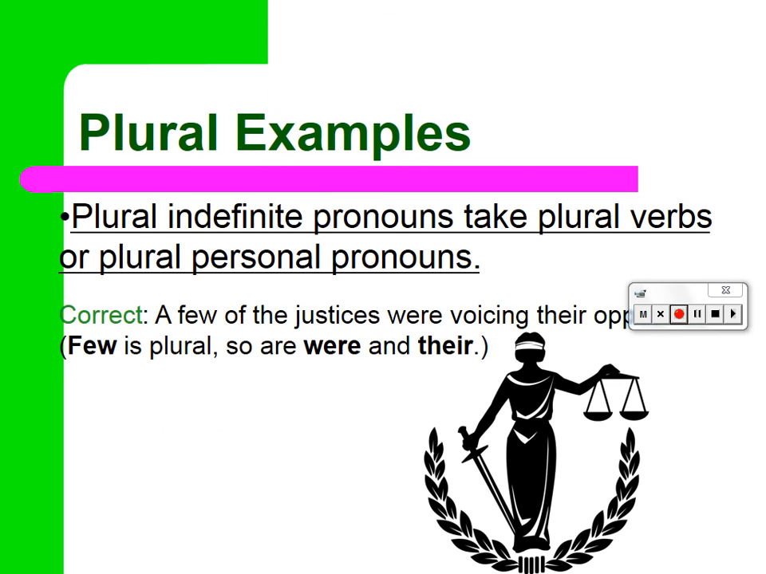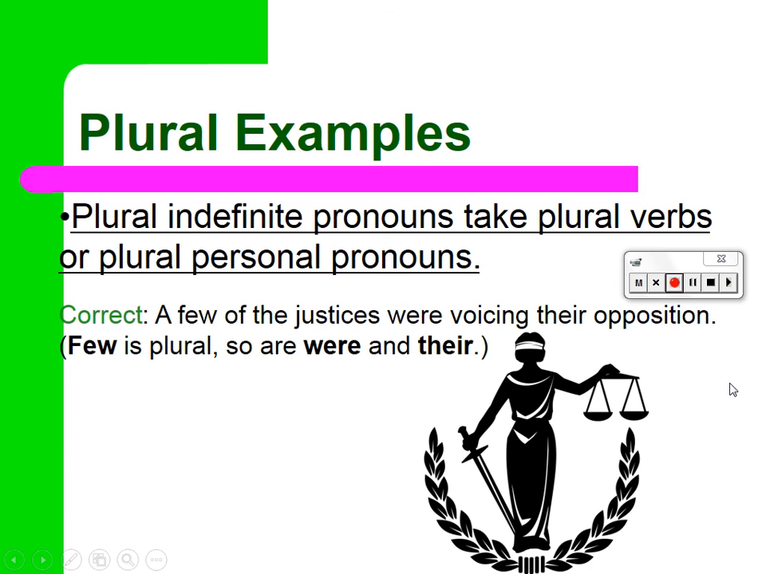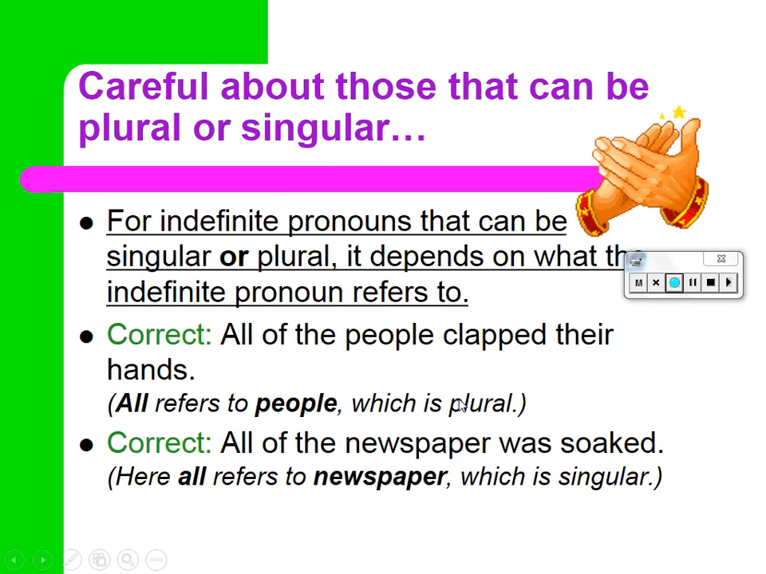Okay, here's an example of plural, correct? A few of the justices were voicing their opinions. So few is plural, so you have to use were and their. Okay? Notice that were is also plural, their is also plural.